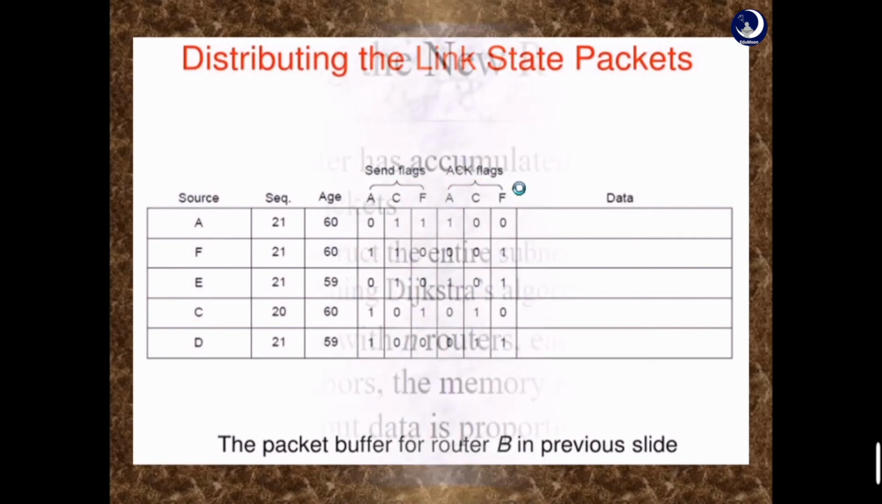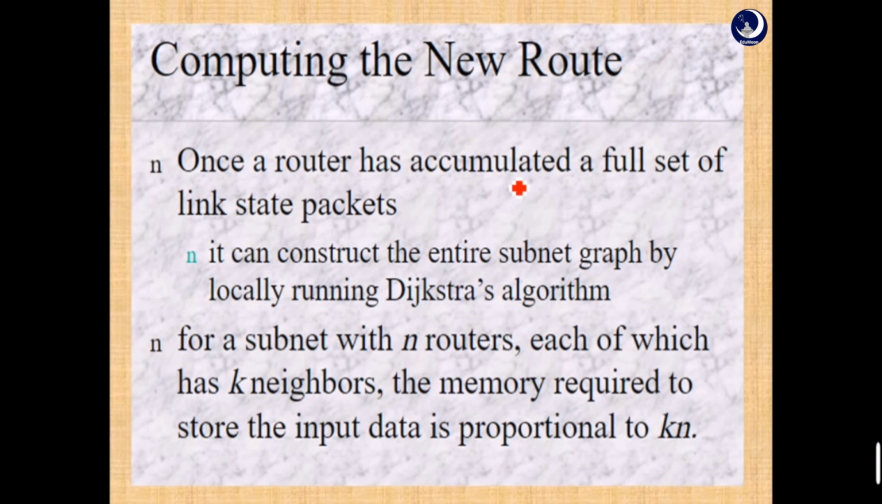Then computing new routes. Once the router has a full set of link state packets, it can construct the entire subnet using the Dijkstra algorithm.